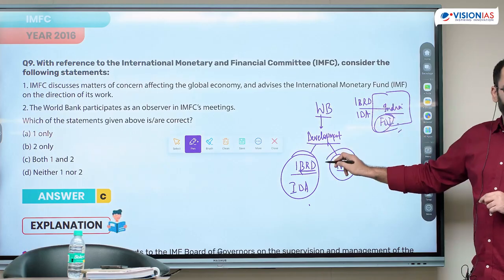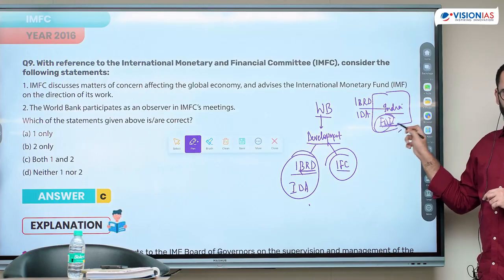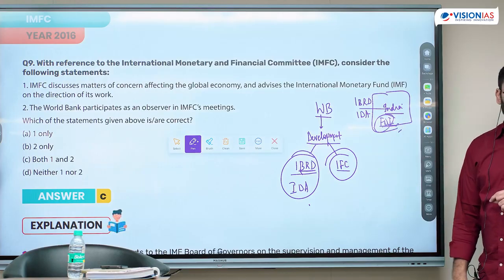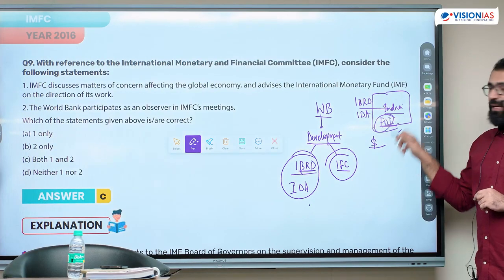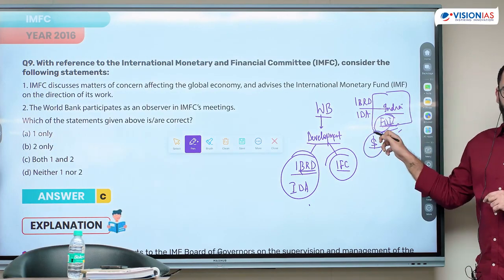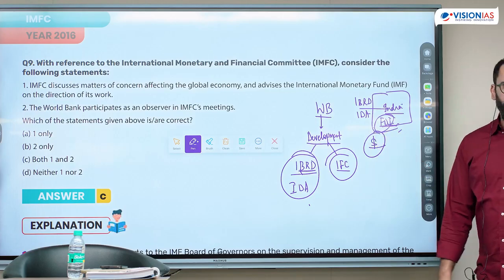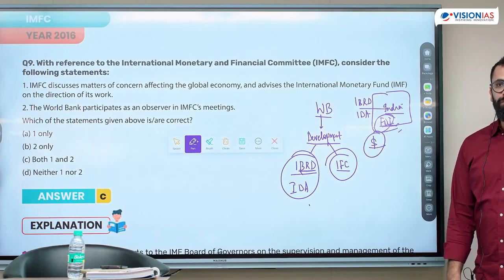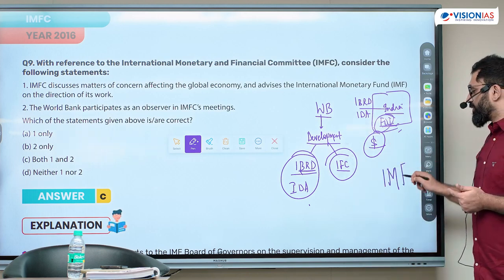Uske liye body that is going to help is IFC. Now this FDI needs certain guarantees that the money can be taken back, because the money coming from outside is going to come in the form of India should have the ability to service the loan. How will it service the loan? If India loses all of its dollars, how will India be able to service the loan? This is where you need the membership of IMF.